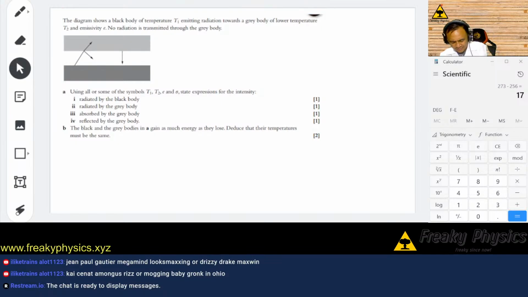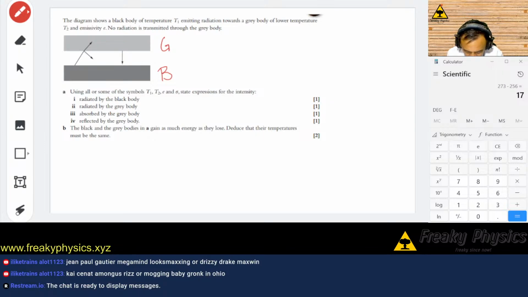Okay. So, in this case, we have a black body, temperature T1, emitting radiation towards a gray body of lower temperature T2. I'll just help you out and label which one is which. This is the black body. This is the gray body. Now, gray body means black body, but emissivity is not 1. Okay. No radiation is transmitted through the gray body. So, what does that mean? It simply means it's all absorbed. Well, it's all either absorbed or reflected.